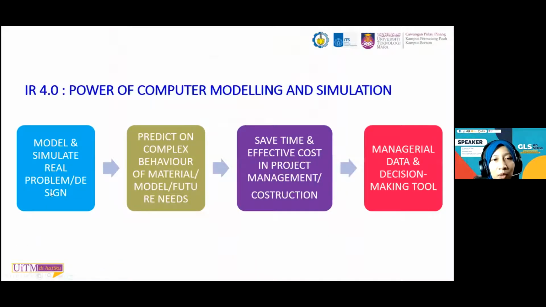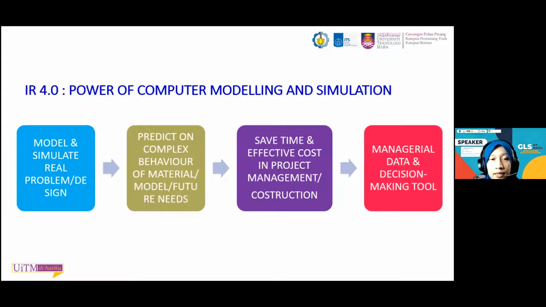So what we can have from this computer modeling and simulations is the ability to model and simulate real problems or designs. Some designs cannot be done manually or by hand calculations. They can be done by having computer modeling and simulations. If you have a complex problem, complex soil behavior, complex structure or complex loading, for example seismic or dynamic loads, you have to opt for computer modeling and simulations. And then it is good to predict complex behavior of materials, and models for future needs.